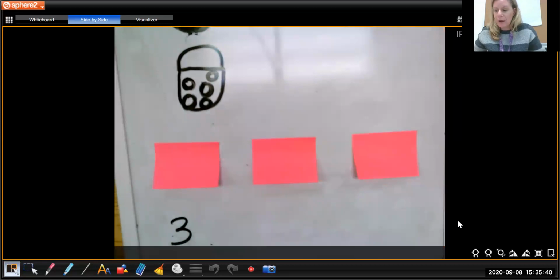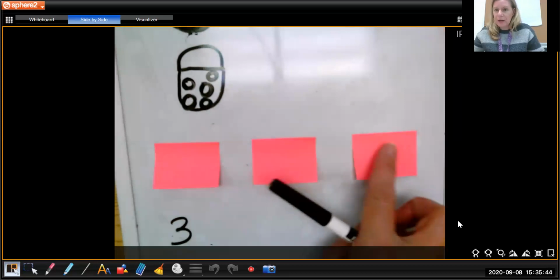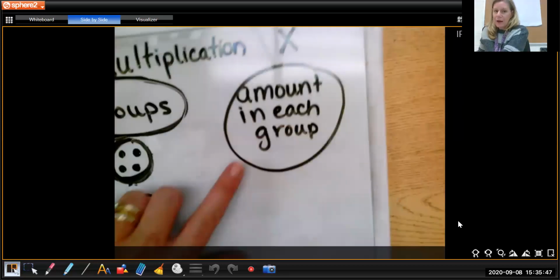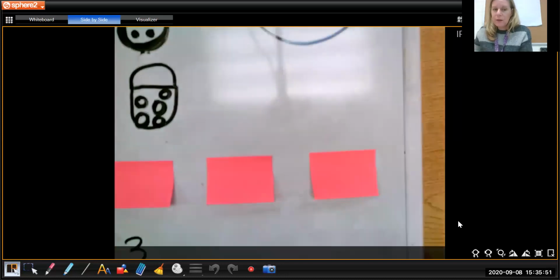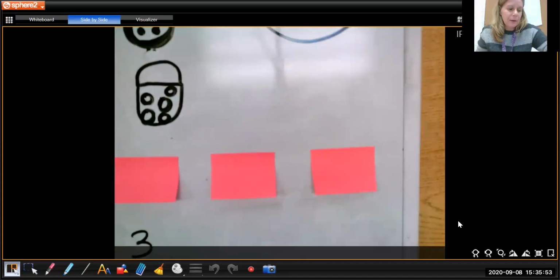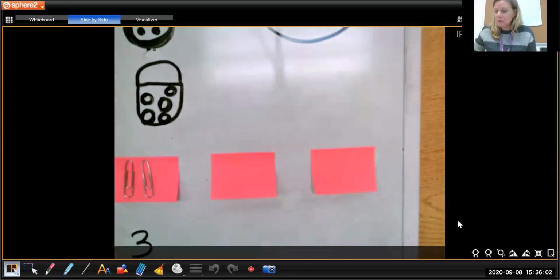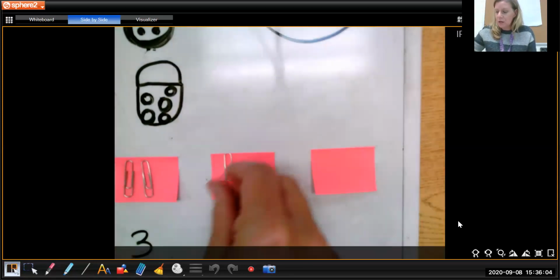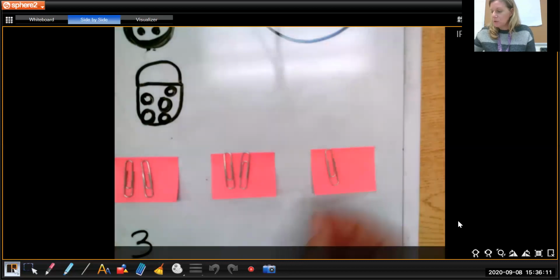It's how many groups you have. But I didn't put anything on the Post-it yet. I don't have an amount for each group. So that's what we're going to add to it. And I have some of my paper clips here. And I'm going to put some paper clips. And in multiplication, it's usually the same amount in each group. So if I put 2 in this group, I better have 2 in this group and 2 in this group.